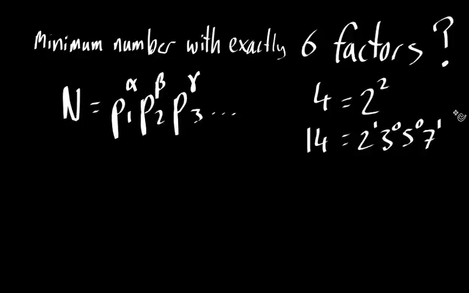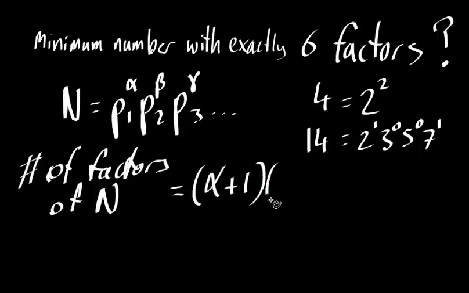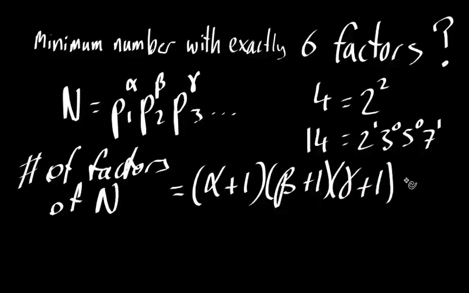Now, when that holds, there is a way you can calculate the number of factors that that number n has. To calculate the number of factors of that number n, that's just the product of the powers plus 1. So alpha plus 1 times beta plus 1 times gamma plus 1, and so on, as far as you like to go. This is all of the mathematical framework we need to solve this problem.